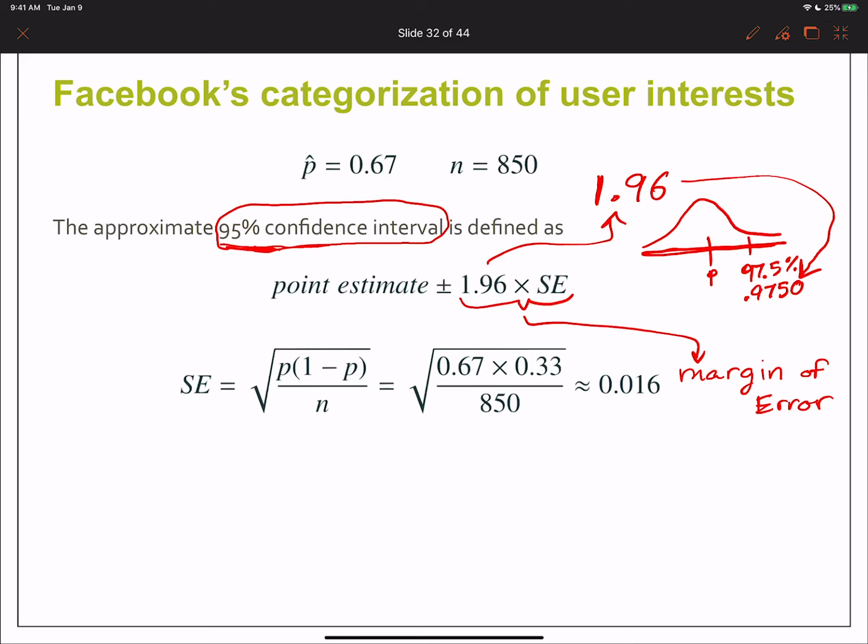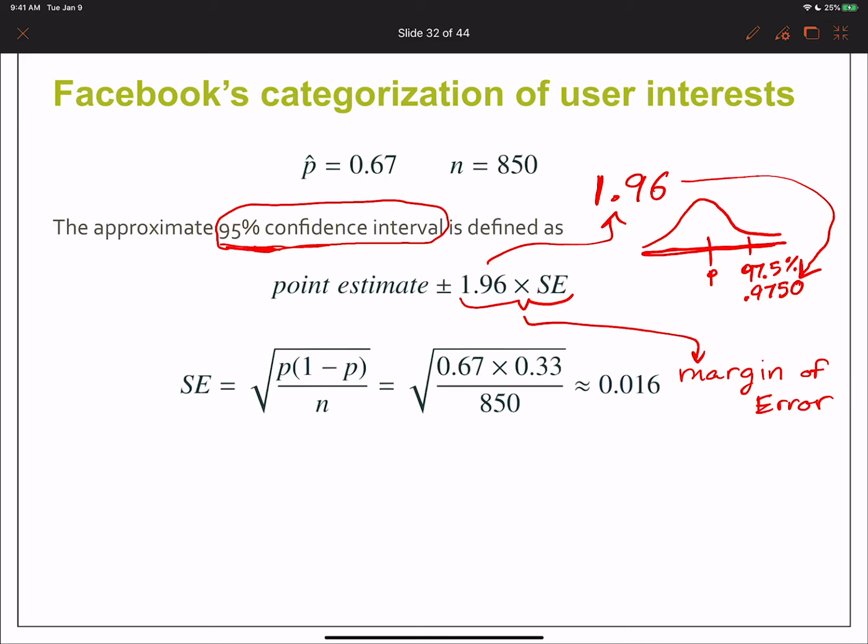The standard error. Okay. And this is for the proportions. I don't know who that is, but somebody needs to go on mute.